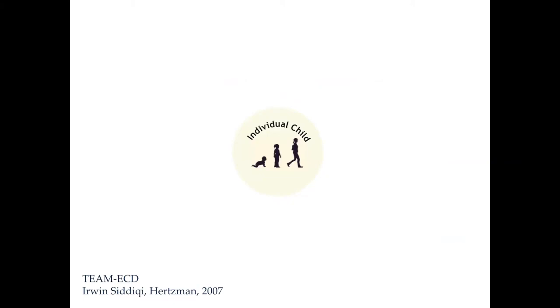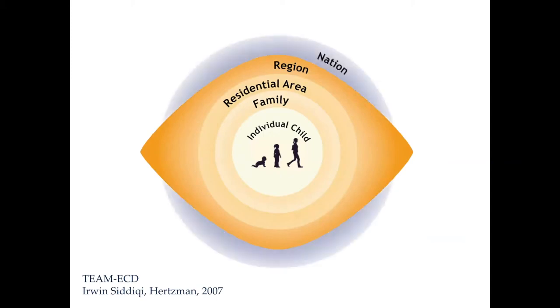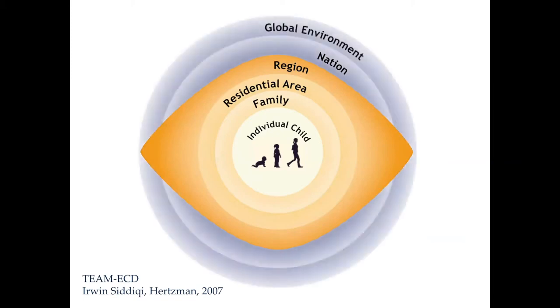So the vision for us is to really understand how the individual child develops over time within the context of family processes, within things that are happening in the neighborhood, the residential area, regional factors, whether they be cultural, social, economic, or otherwise. National programs, federal supports, the economic situation, the global environment in terms of climate change, globalization, global trends in terms of markets and so forth.